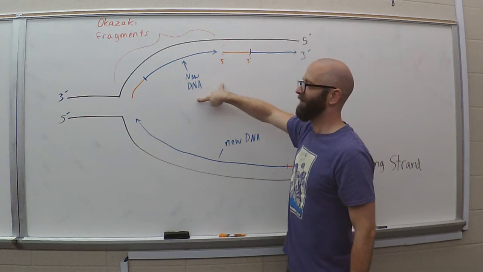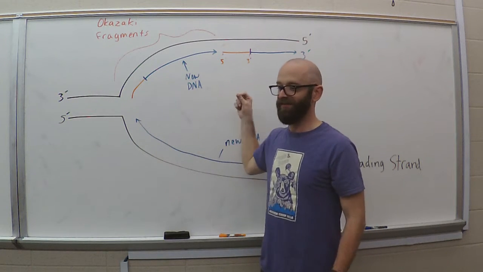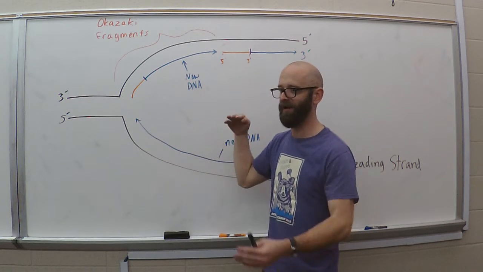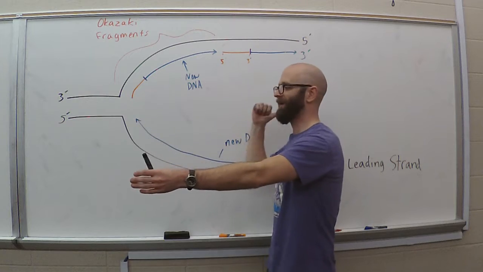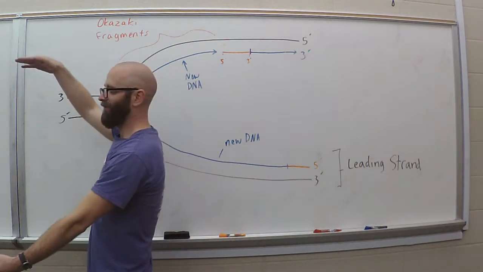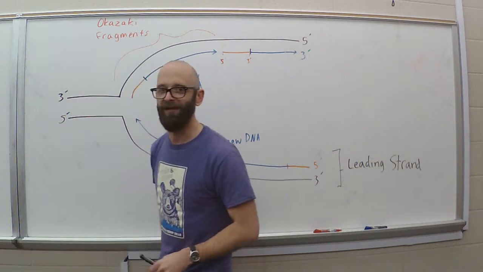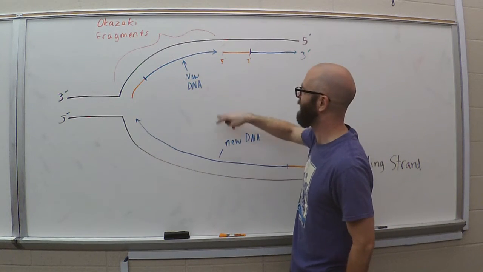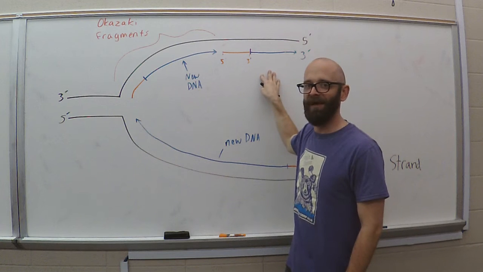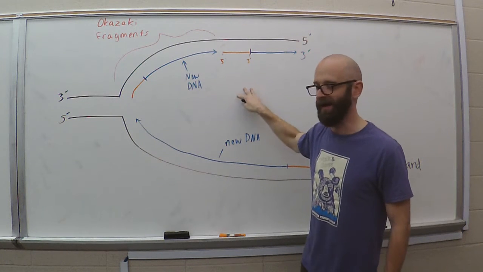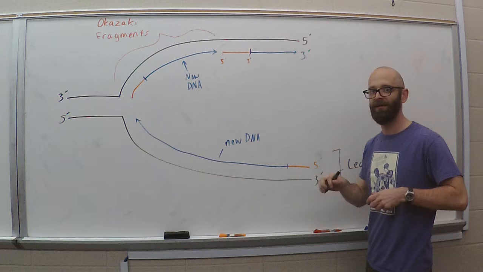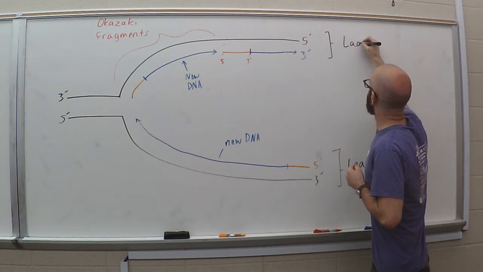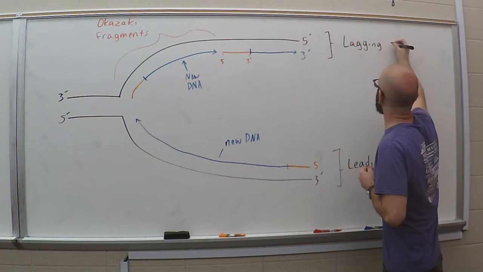But this one gets replicated in fits and starts. So it'll replicate, get pulled apart a little bit more, another primer lays down, replicates backwards, DNA gets pulled apart again, another primer lays down, and so there's a delay behind the leading strand where this strand gets replicated. It lags behind replication. So that's why we call it the lagging strand.